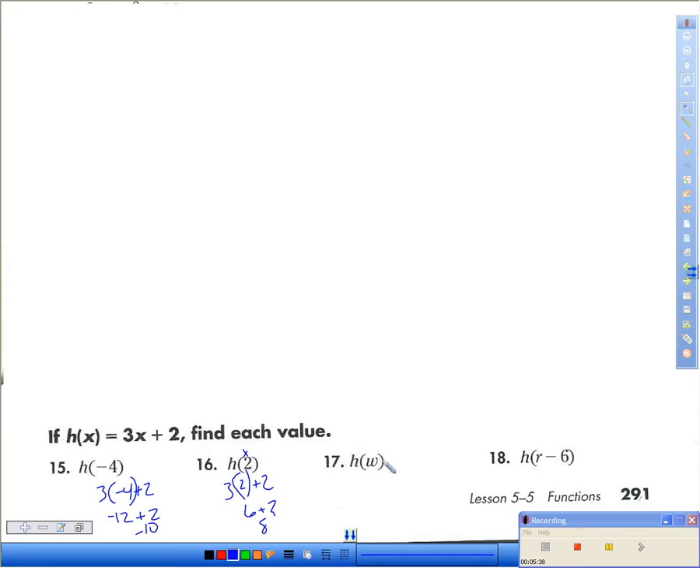And then h of w, well, we haven't seen one like this in class, but again, this just means that we're going to take out our x and put in w. So instead of 3 times x plus 2, we're going to have 3 times w plus 2. And that would be our answer, 3 times w plus 2. We can't simplify that anymore. So 15, 16, and 17 are worked out there for you.